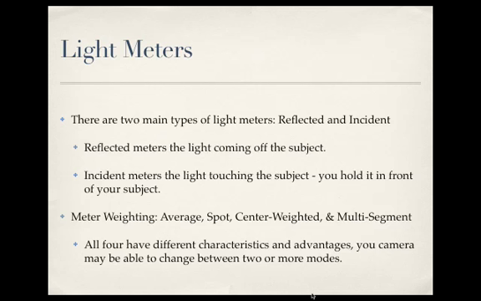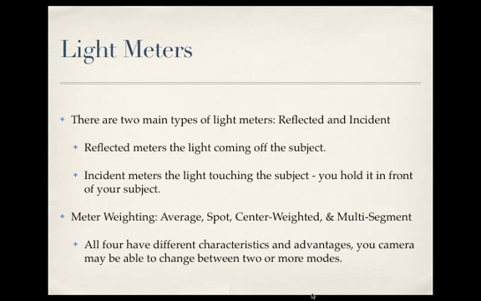There are different meter weightings. There's average, spot, center weighted, and multi-segment. They all have different characteristics and advantages, and your camera may be able to switch between 2 or 3 modes. Average is a good quick way to get a meter reading. Spot meter gives you a very accurate meter reading of a little spot in the whole area you're shooting, so you need to make sure you're not metering something too white or too dark, something right in the middle.